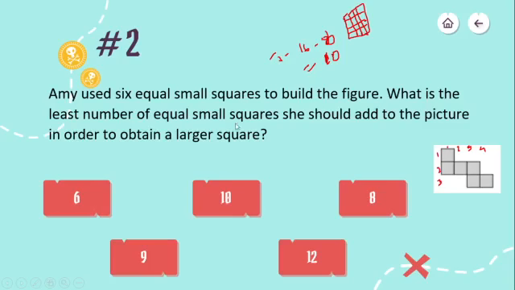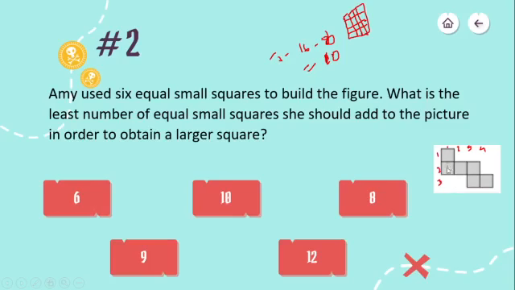Once again I will explain the question and answer. Amy used 6 small squares to build the big figure. So we must calculate how many rows and how many columns. There are 3 rows and 4 columns here, but a square is equal on all sides. So Amy should build a big square using 4 cross 4.